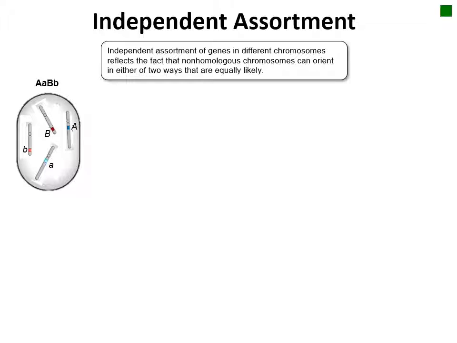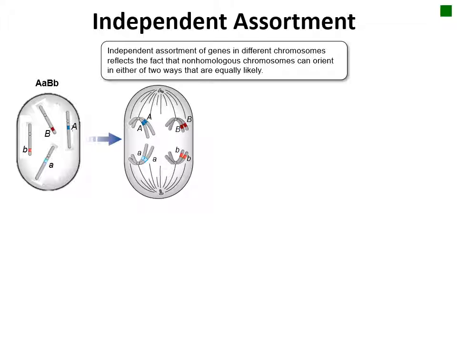The principle of independent assortment holds true for genes located on different chromosomes. These are also called unlinked genes, and is based on the fact that when homologous chromosomes line up during metaphase 1 of meiosis, they can line up in either orientation. For example, if we have a cell that is heterozygous for the A and B genes, then when this cell enters meiosis 1, the homologous chromosomes with the A gene could line up so that the dominant A allele is on the same side of the cell as the dominant B allele on a non-homologous chromosome.